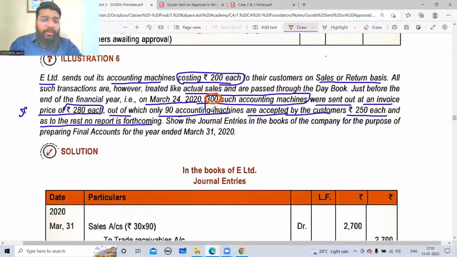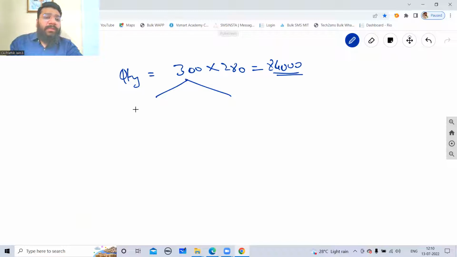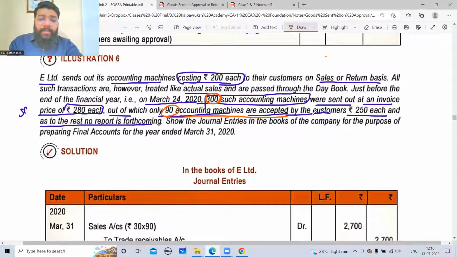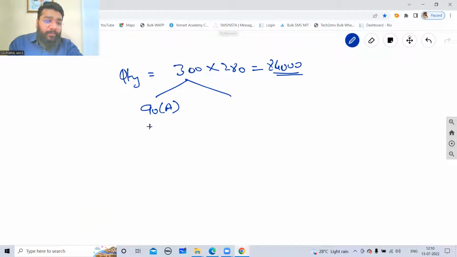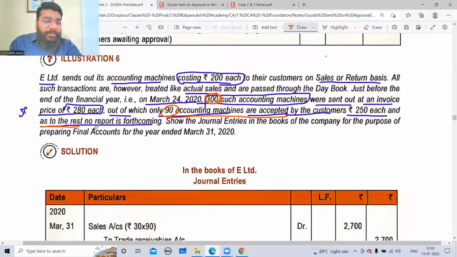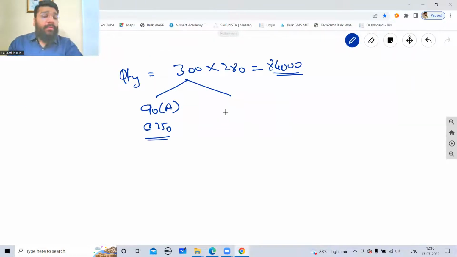Yes, out of these 300 machines, 90 machines have been accepted. 90 accounting machines are accepted by the customer at 250 each. As to the rest means for the rest of the machines, what is the rest of the machines? From 300, if I minus 90, what will I get? For 210, no time lapsed. Time not lapsed.